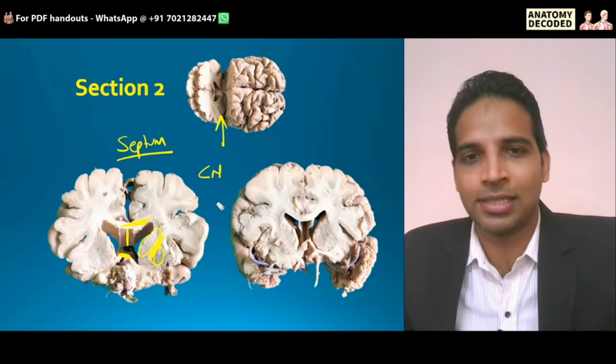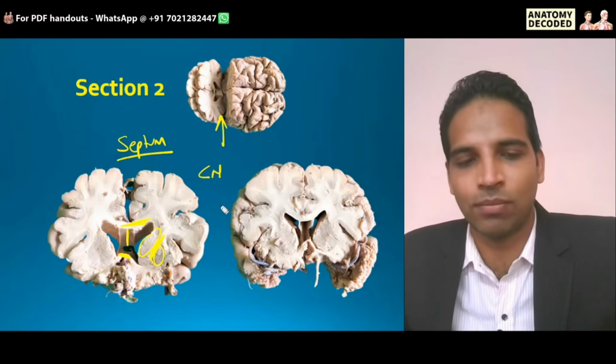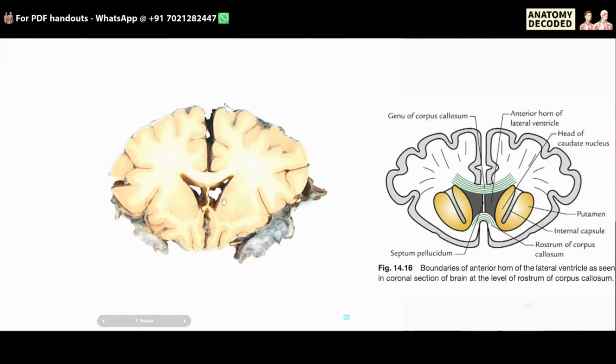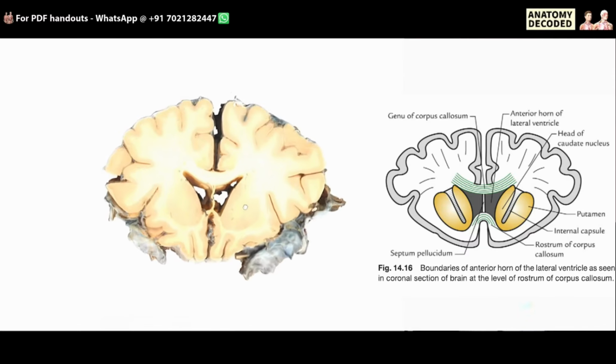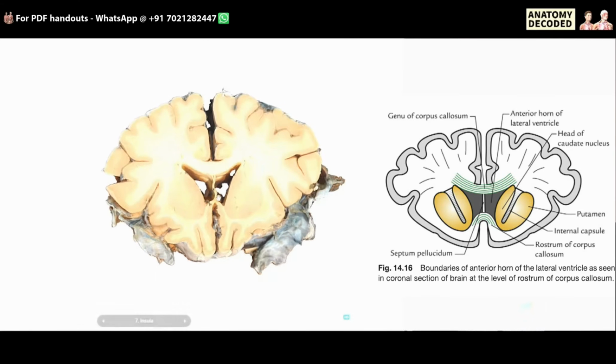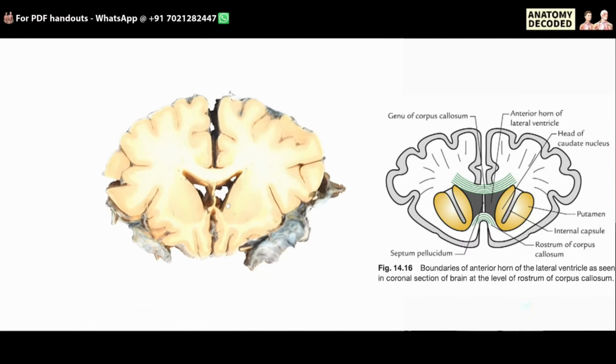Okay, let's understand it in a much better way in a 3D model. So here we can see the section is passing through the anterior horn of the lateral ventricle. So how to identify this anterior horn? We can see the head of the caudate nucleus, which is large, then the internal capsule and the lentiform nucleus. In the midline there is the septum pellucidum, and I'll tell you points when we see the body of the lateral ventricle, how to differentiate that from this.